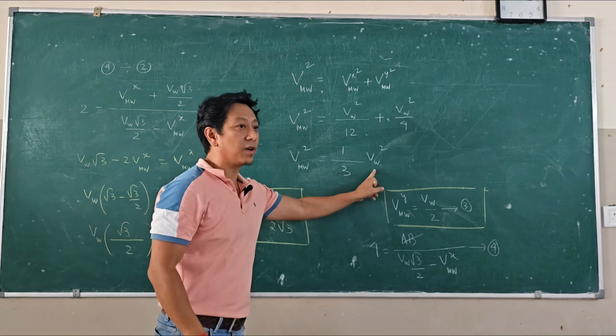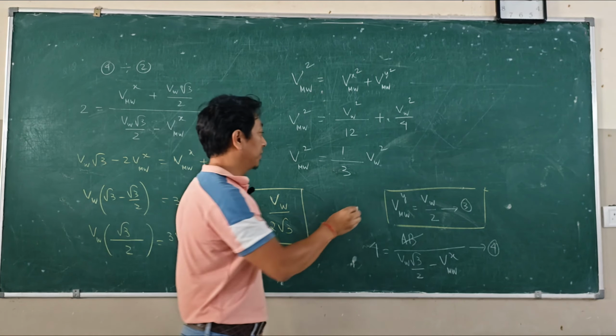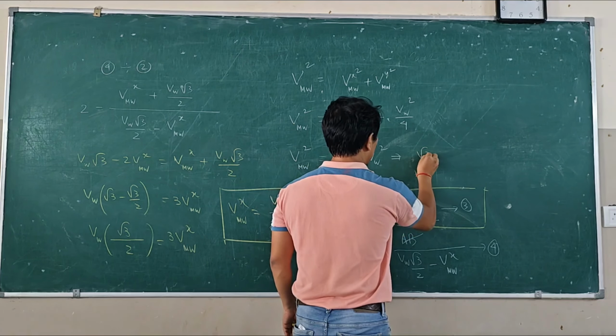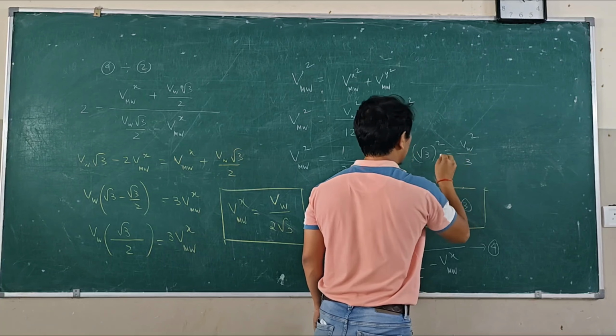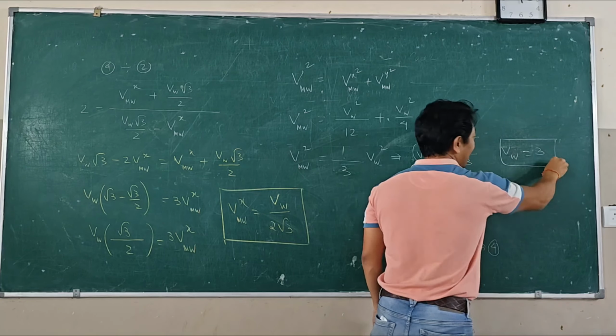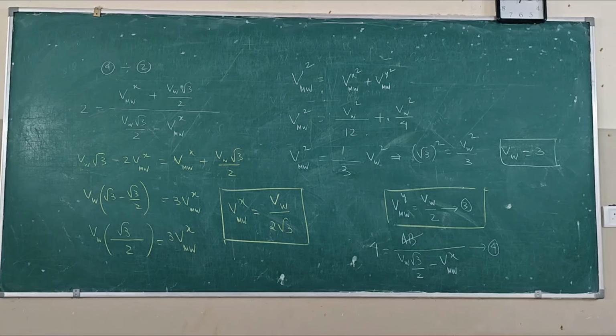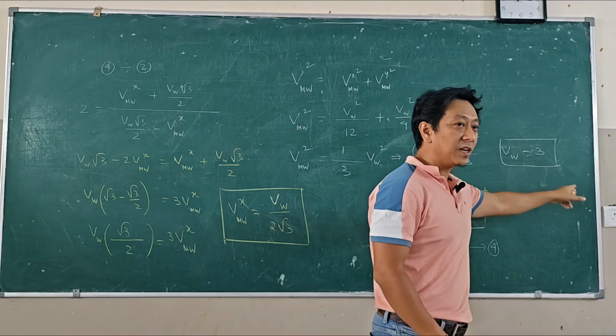Out of these two, who is given? Now finally you tell me. VMW is given. How much? So root 3 square is equal to VW square by 3. So what is VW? Root 3 square is 3. 3 cross multiply with 3 is 9. Square root of 9 is 3.